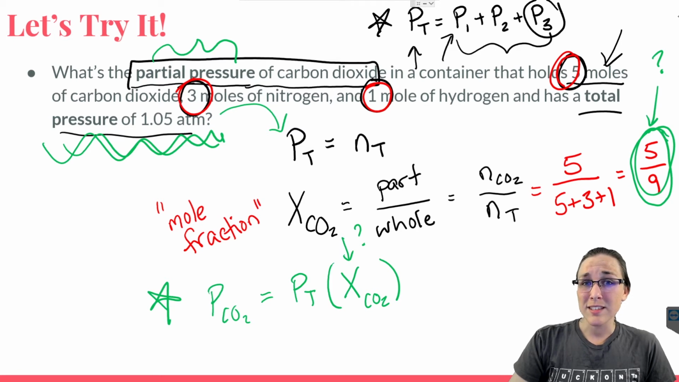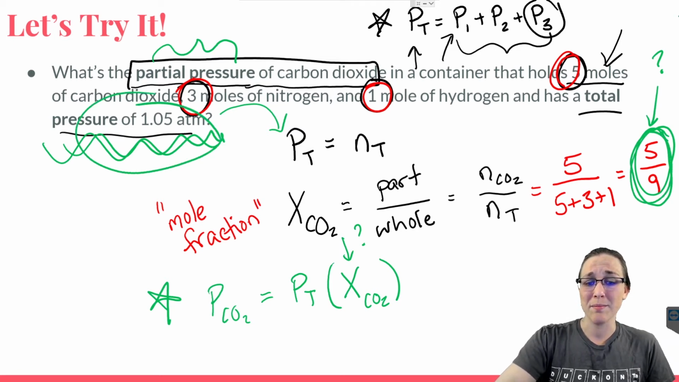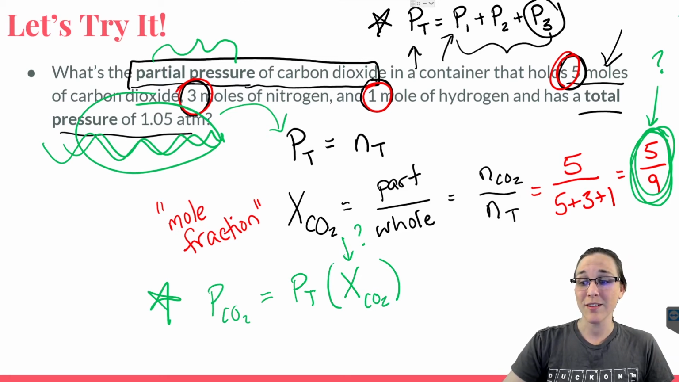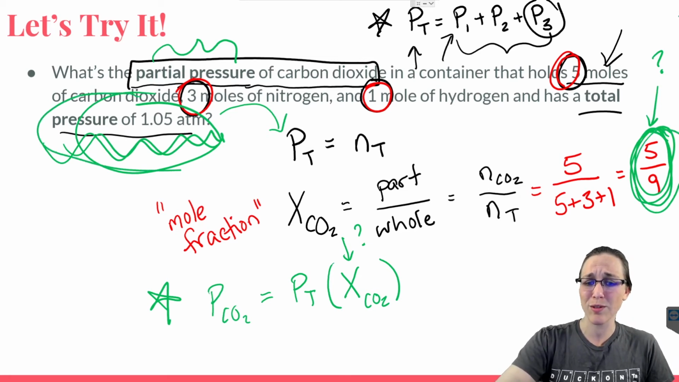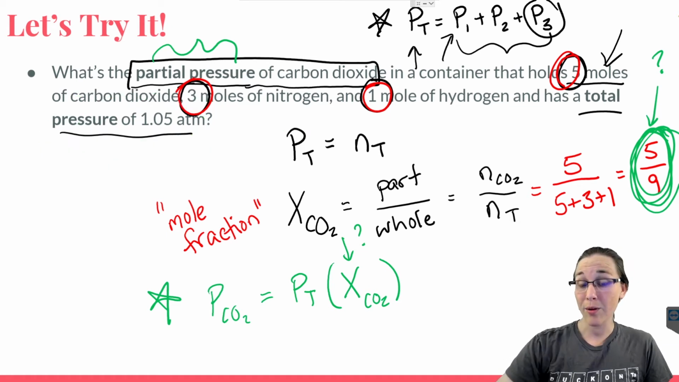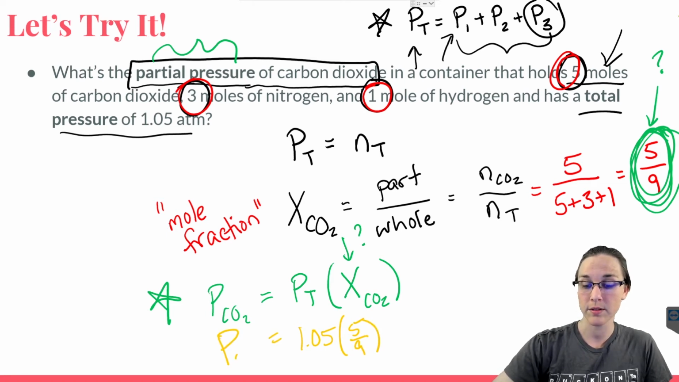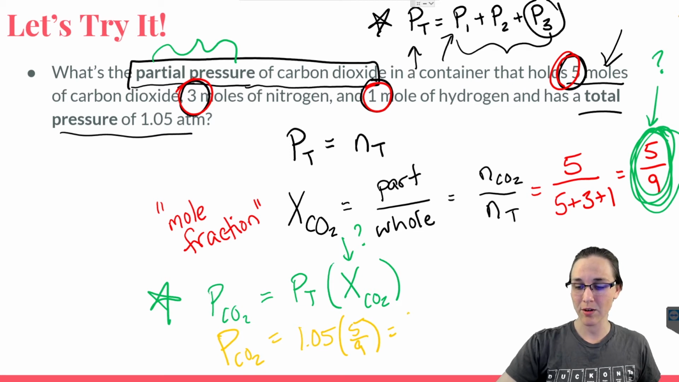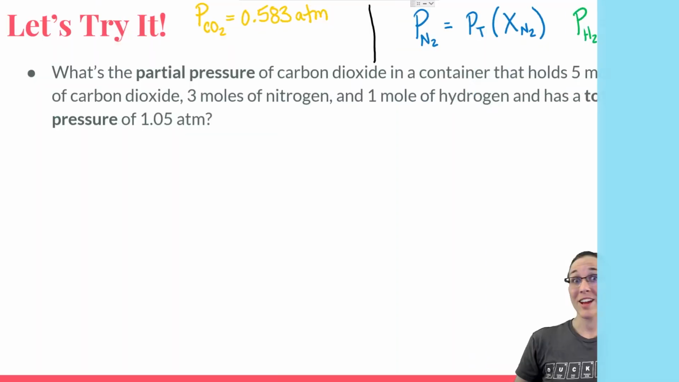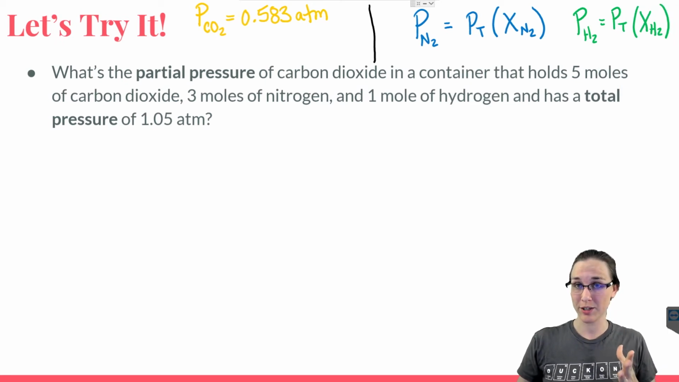But really, it's just as simple as thinking about it being a percent of a percent, basically. You're just taking the percent of the moles and figuring out what the percent of those moles are for the total pressure. So now, if we literally say 1.05 times 5/9, that should give us the partial pressure of CO2. And our value for that would then be 0.583 atms.